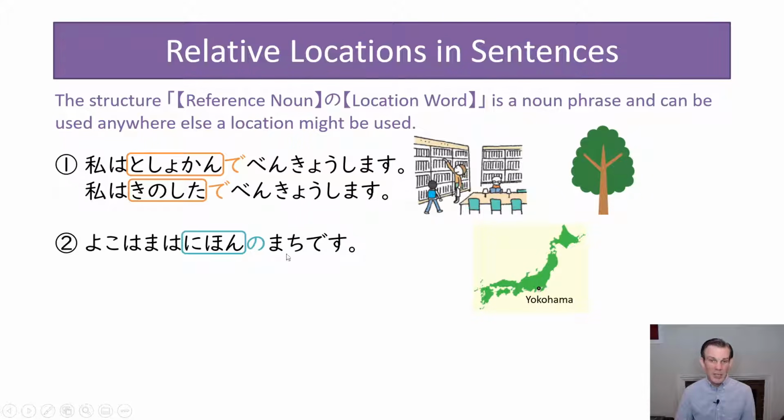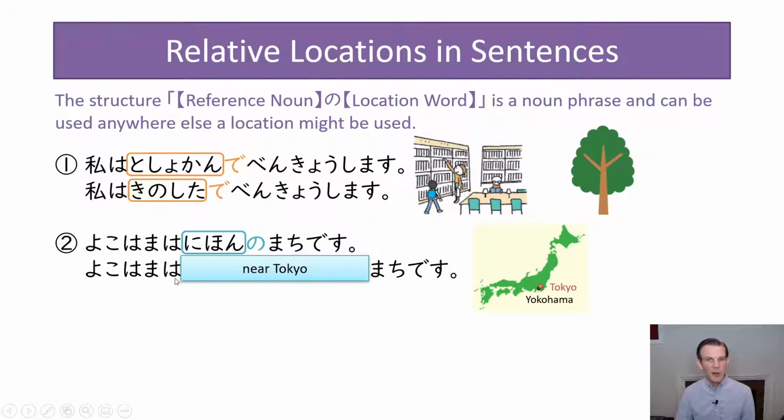Yokohama wa Nihon no machi desu. So Yokohama is a city in Japan, right? So this is our location word, Nihon, Japan. And it's a noun that is modifying another noun, machi. So, Nihon no machi. Right?